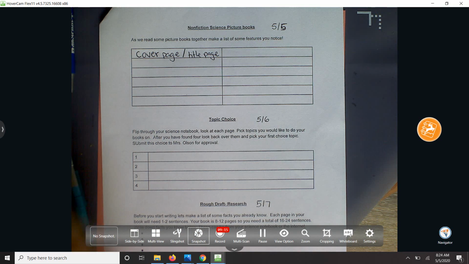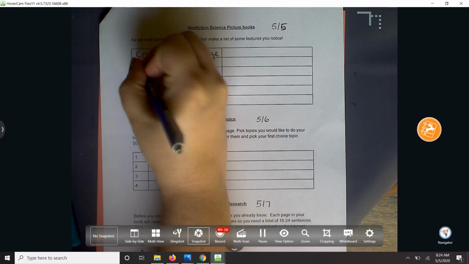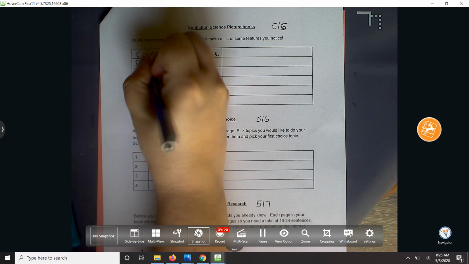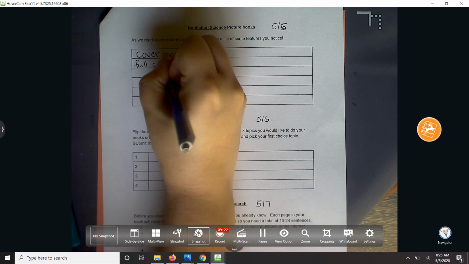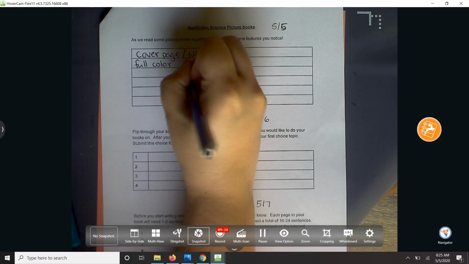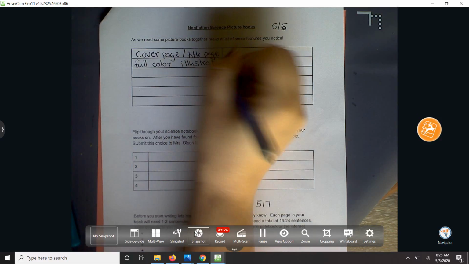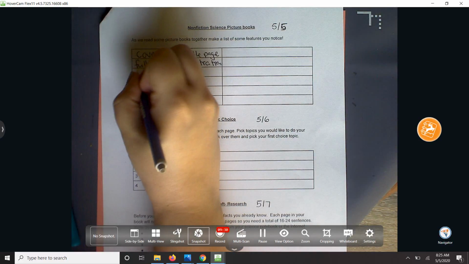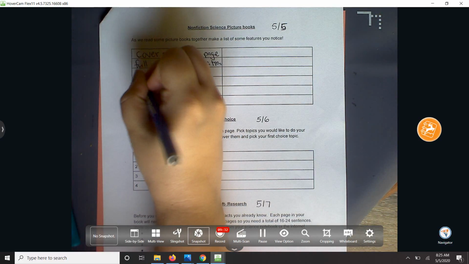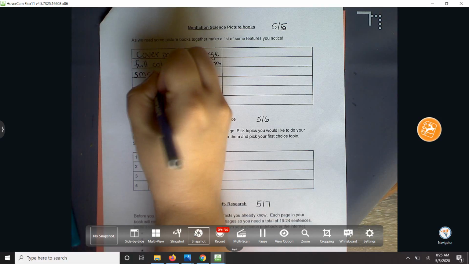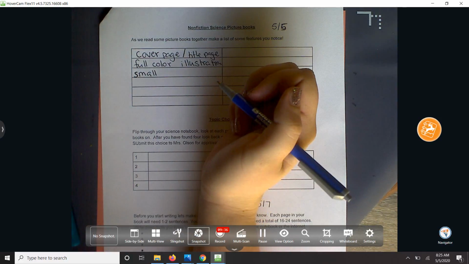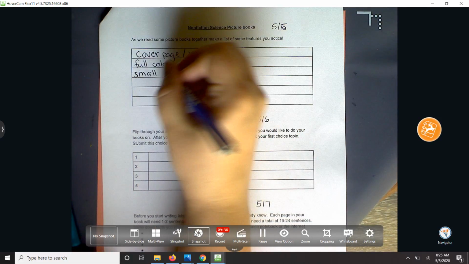So, in this book, we learned a couple things. We have full color illustration. We have a small amount of words on each page. Now, this book had too few words, okay? It had 1 sentence, and we're going for 2 to 3.